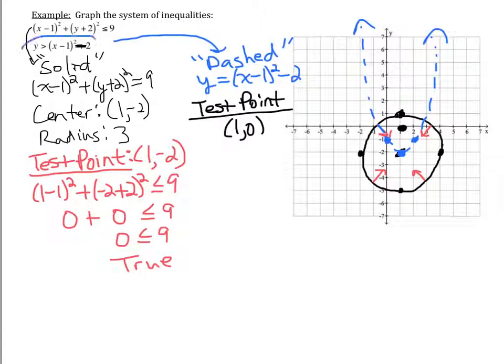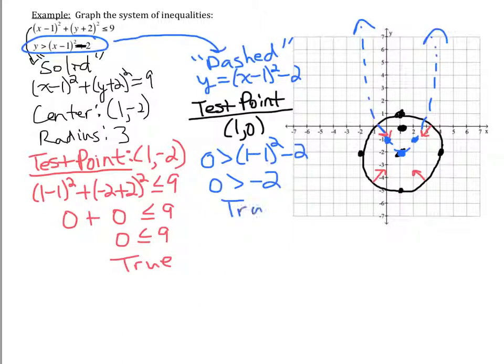In the second inequality, that'll be 0 > (1 − 1)² − 2. I get 0 is greater than −2, which is definitely true. 0 is bigger than every single negative number. And since that is true, that means I would have to shade inside of our parabola here.